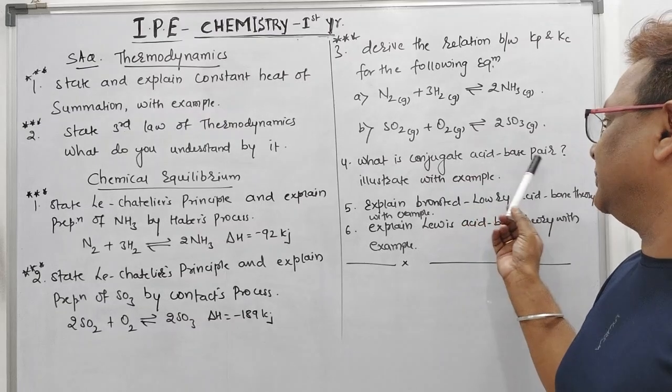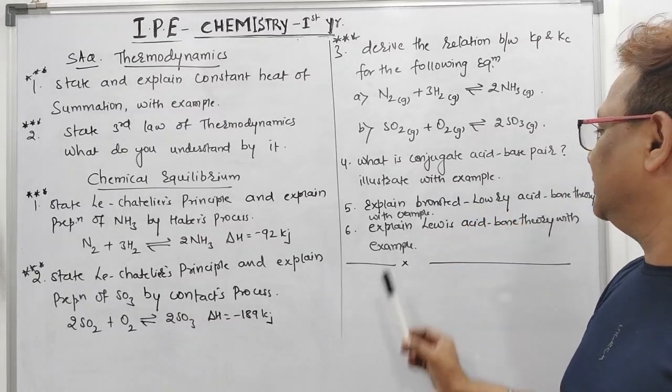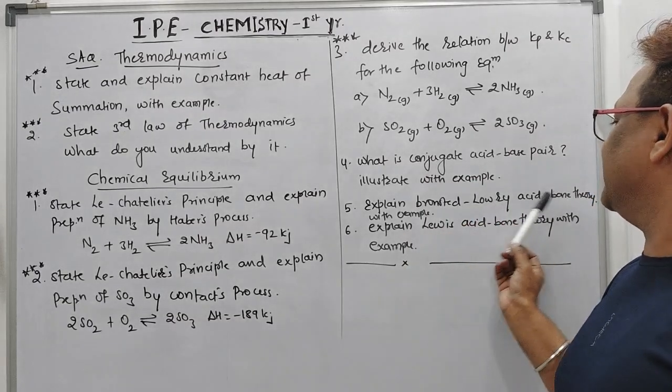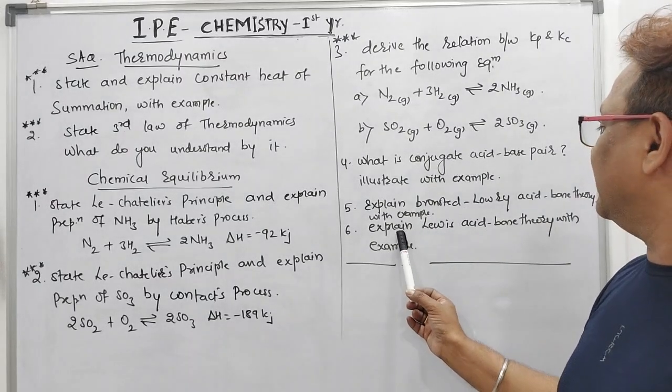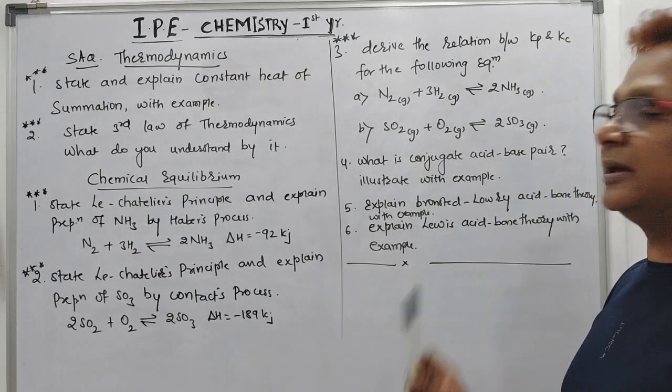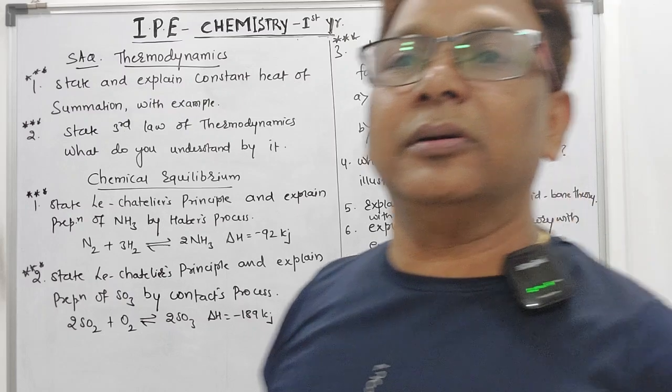What is a conjugate acid base pair? Illustrate with example. Explain Bronsted-Lowry acid base theory with example. And explain Lewis acid base theory with example. Right? Take a screenshot of this one.